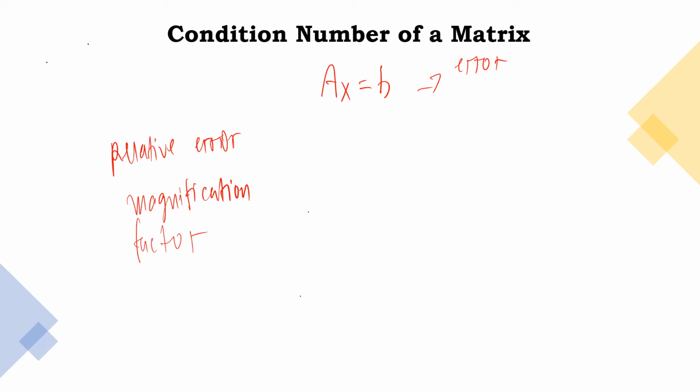Because the changes in the right hand side of the equation can cause changes in the condition number of A, as large in the solution.